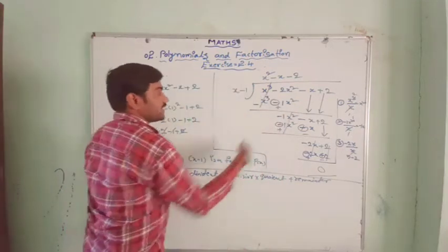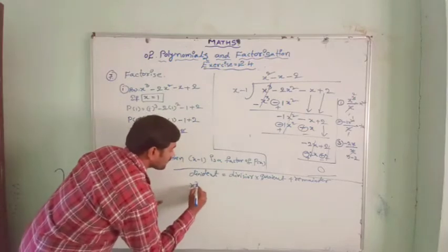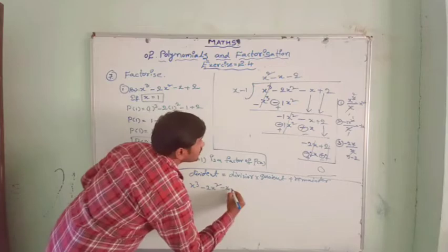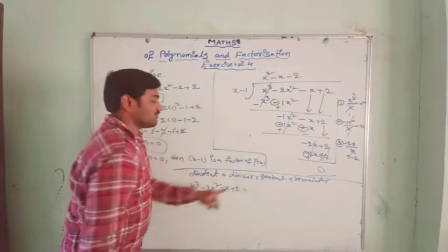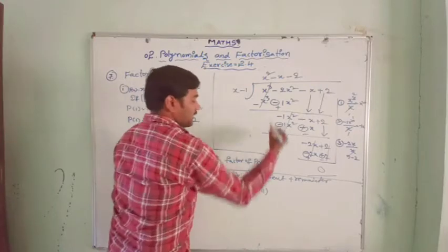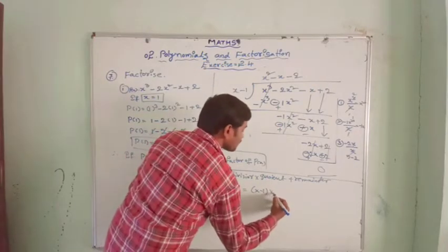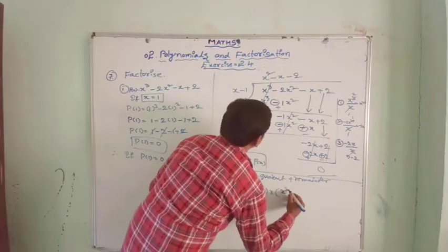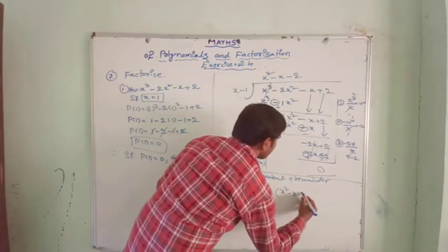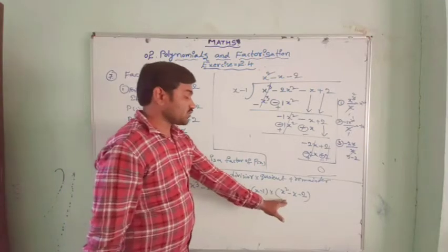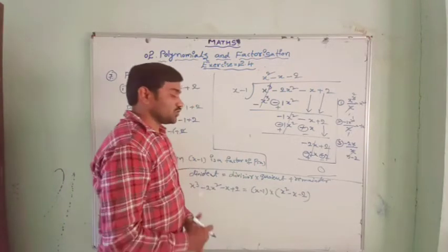So what is the dividend here? That is x cube minus 2x square minus x plus 2. That equals divisor. What is the divisor? X minus 1, and into, what is the quotient here? X square minus x minus 2.